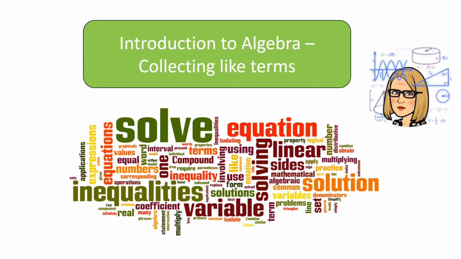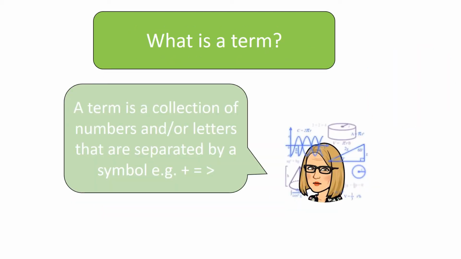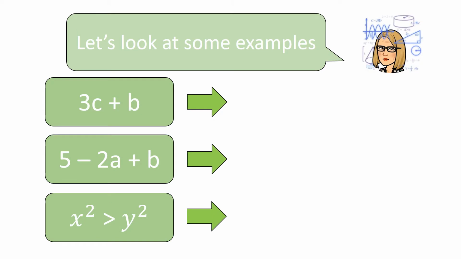Hi, this is Introduction to Algebra and we're going to be looking at collecting like terms. First of all, what is a term? Well, a term is a collection of numbers and or letters that are separated by a symbol. That symbol could be an addition symbol, an equal symbol, a greater than symbol, it doesn't matter, just a symbol. Let's look at some examples.